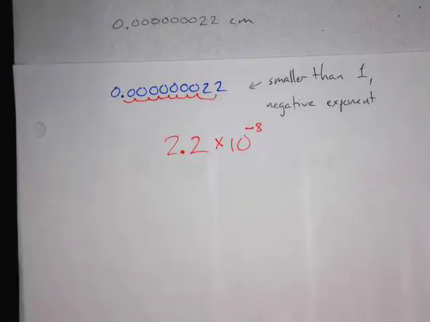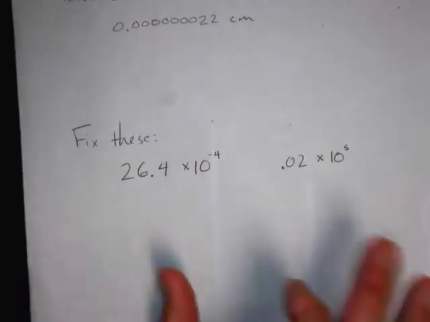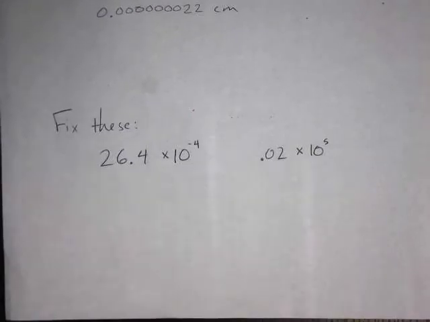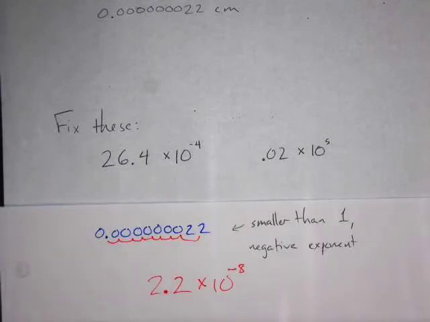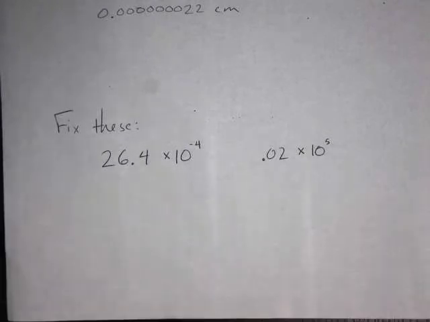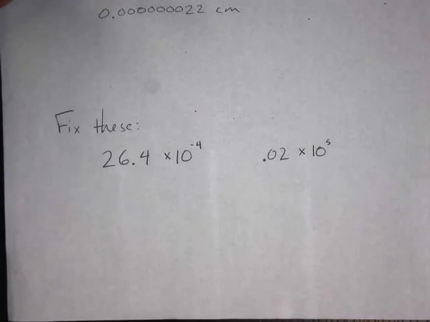Now what we can do is start using this to make some shortcuts. And here's some shortcuts. What we can do is take some numbers that kind of look like they're in scientific notation, but they're not really in scientific notation. So here's 2 examples of numbers that look like scientific notation, but it's not. So how can we fix these and make sure they're in scientific notation? I'll show you the long way, and then we'll get to a shortcut.